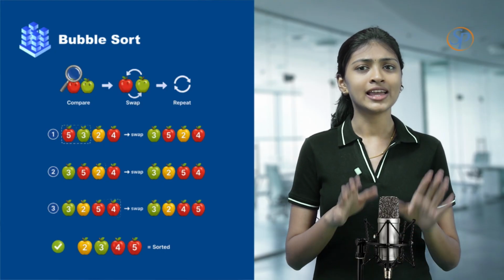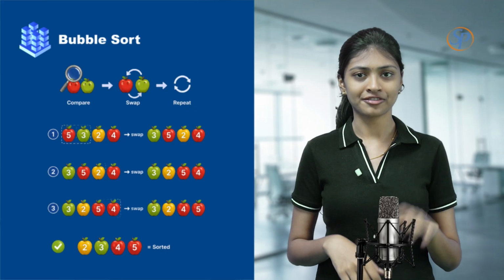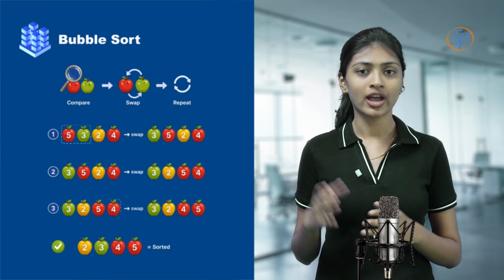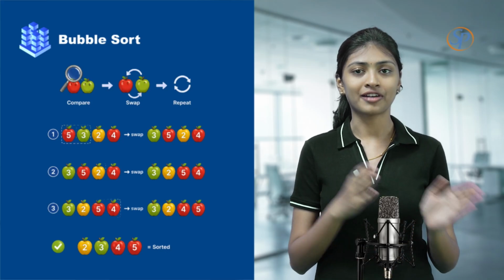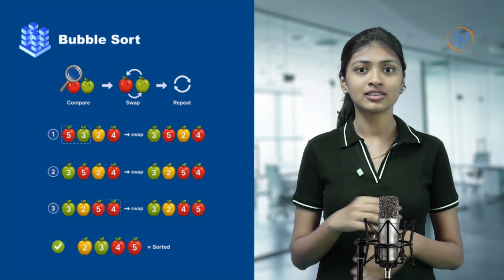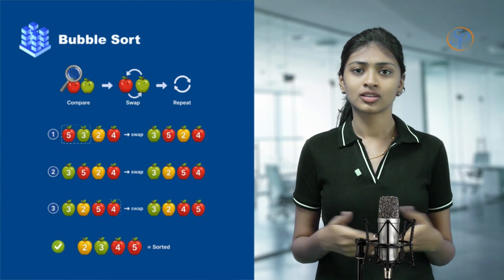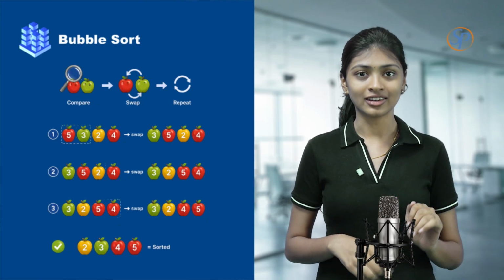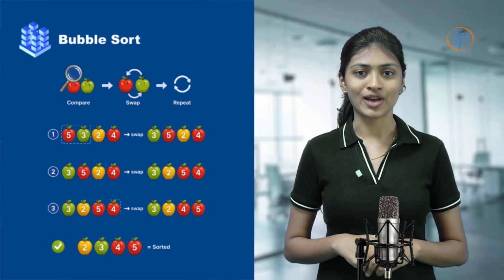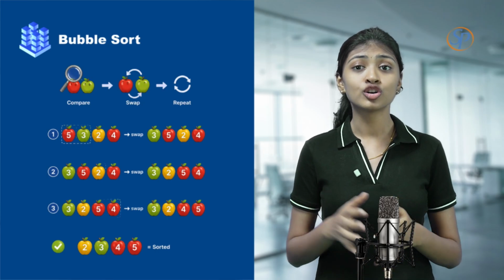For example, let's take numbers 5, 3, 2 and 4. We compare 5 and 3. Swap. Then 5 and 2. Swap. Then 5 and 4. Swap. Now 5 moves to the end.